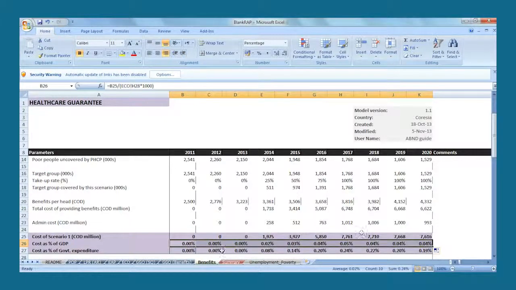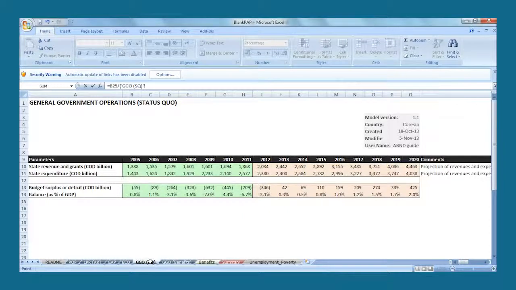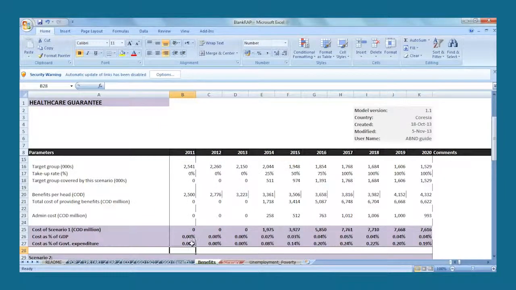The total cost as a percentage of government expenditure in 2011 is calculated by dividing the total cost of the scenario by the central government expenditure from the GGO SQ sheet. Multiply the central government expenditure by 1,000, so that both numerator and denominator are in million dines. In this way, we can find out the cost of a scenario in dines and express it as a percentage of GDP and government expenditure.